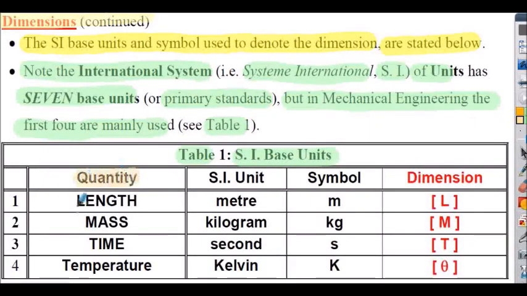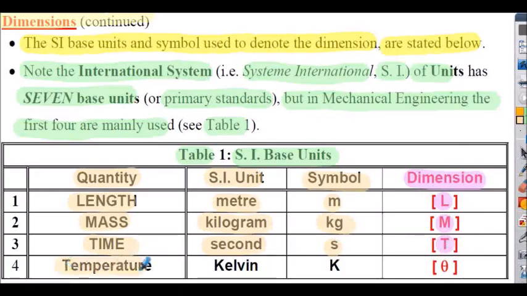So the first quantity is length. That has the SI unit of the meter, symbol lowercase m, and the dimension stated as uppercase L. Second quantity is mass, which has the unit of the kilogram, symbol lowercase kg, and dimension uppercase M. Third quantity is time, SI unit the second, symbol lowercase s, and dimension uppercase T.